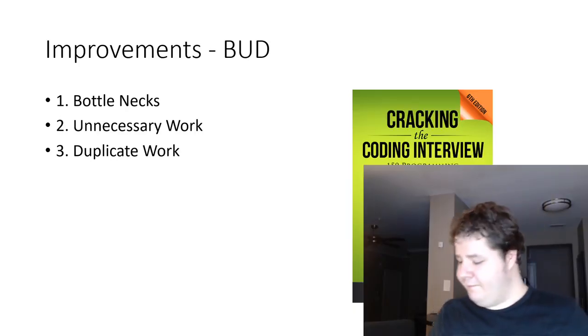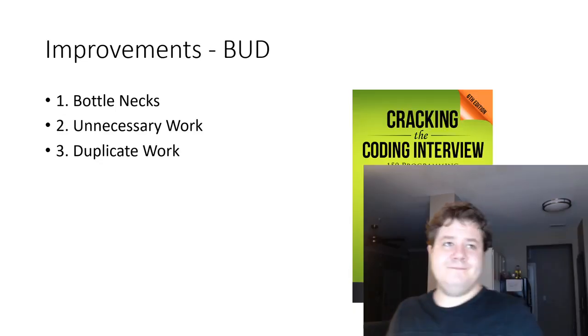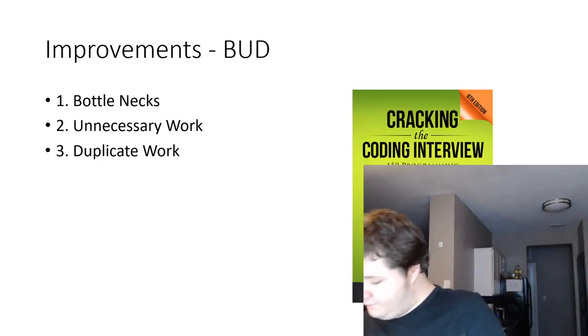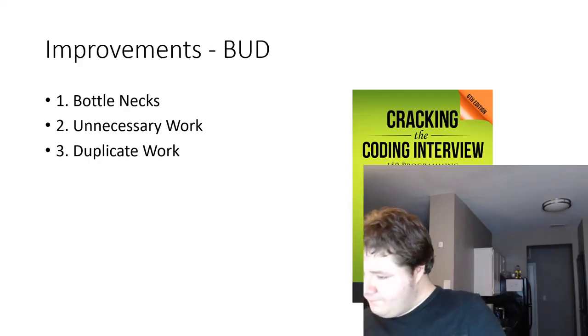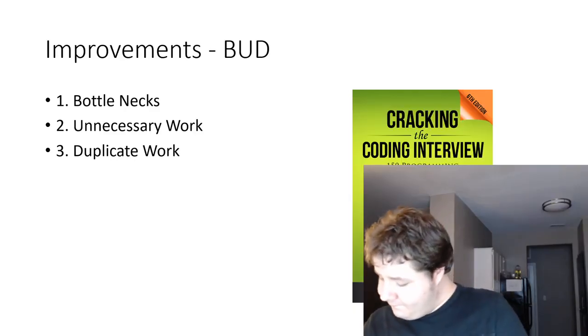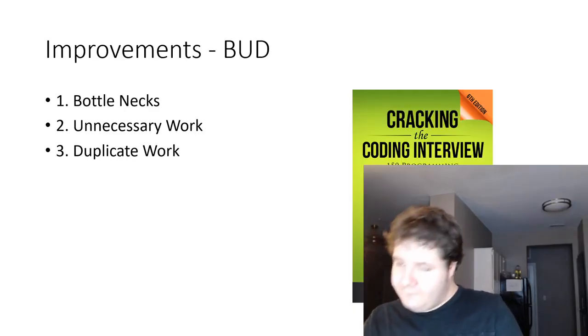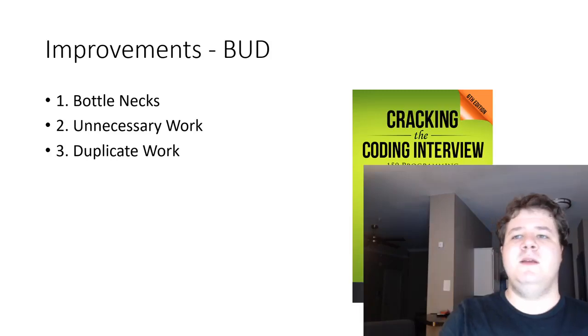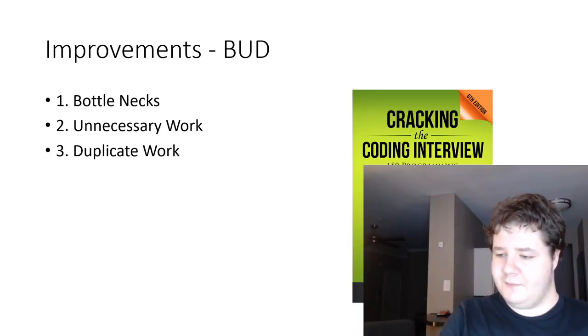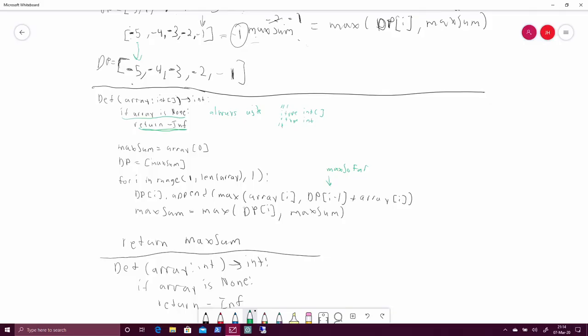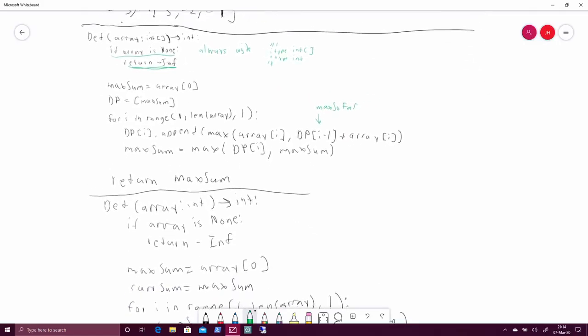Here we have kind of unnecessary work with a DP array. It could be optimized a bit further, cutting down on space complexity by just getting rid of that and using max so far. I'll show you what I mean. So we go down to our optimized code.